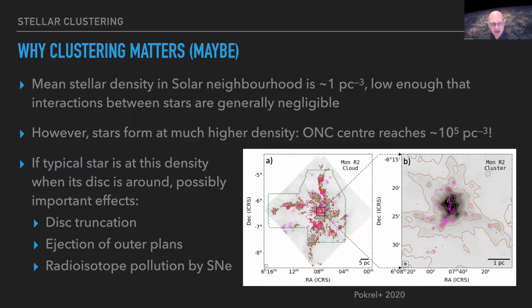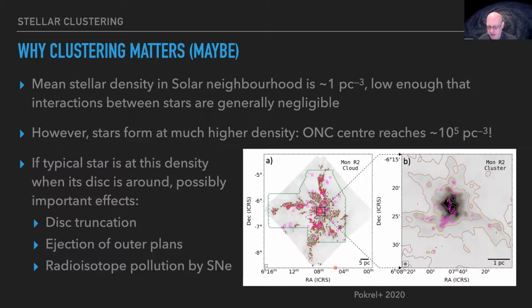Just to set the stage, the mean density of stars in the solar neighborhood is about 1 star per cubic parsec. And that's low enough that generally you don't worry about interactions between stars. They're just negligible. But stars can form at much higher density. If you go to the center of, for example, the Orion Nebula cluster, the density can be of order 10 to the 5 stars per cubic parsec. And even in regions that aren't quite that extreme, you see much higher densities.